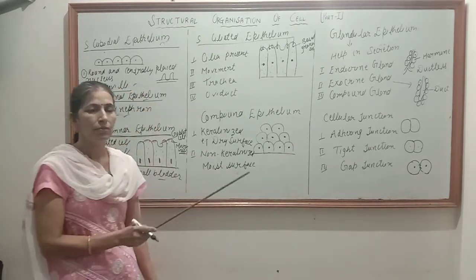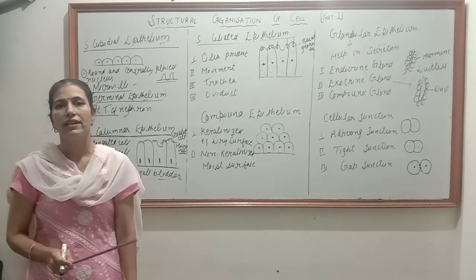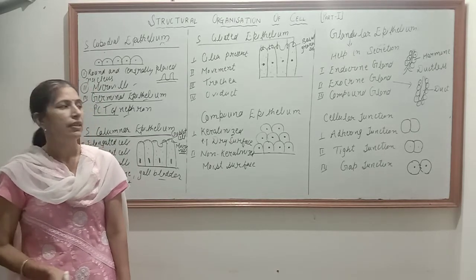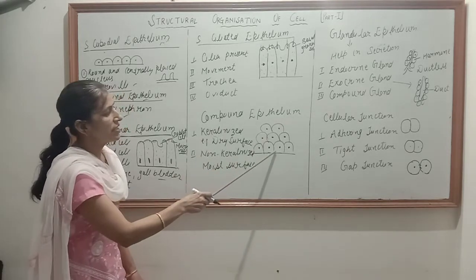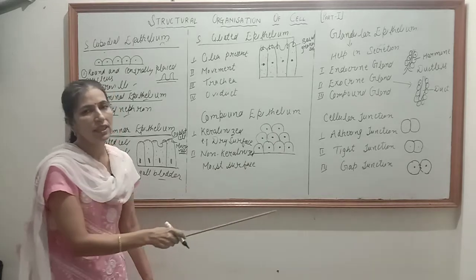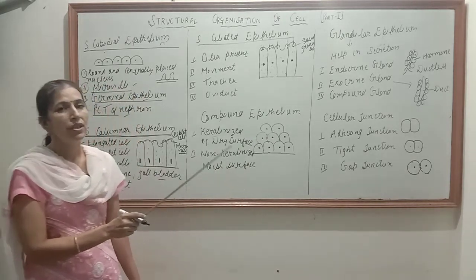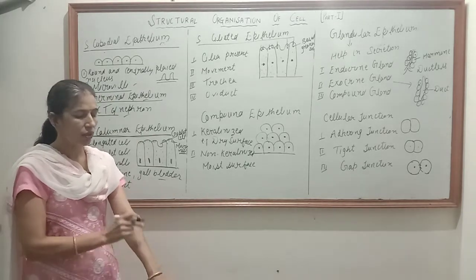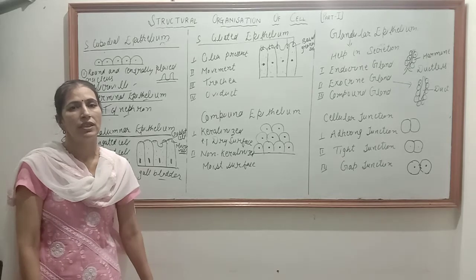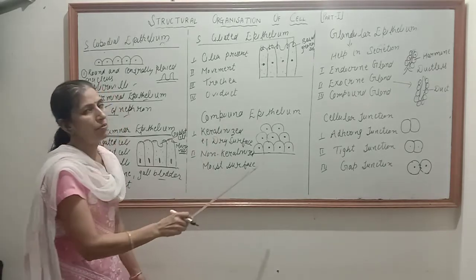I am again repeating, cells of simple epithelium are always arranged in a single layer, whereas in the case of compound epithelium, cells are arranged in many layers. Their outer surface may be living or it may be non-living. We have dead skin on our surface sometimes, mainly on the foot in the winter. That is the keratinized compound epithelium.